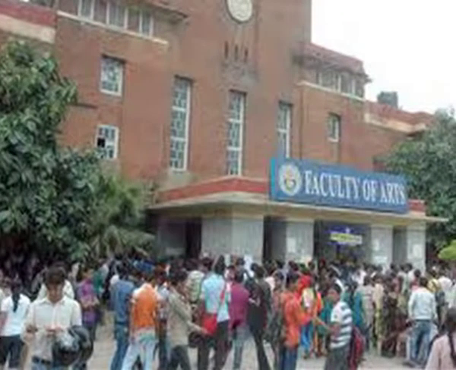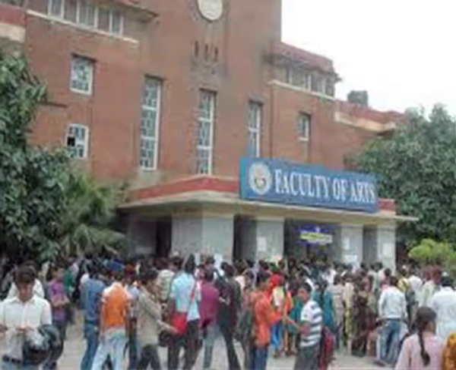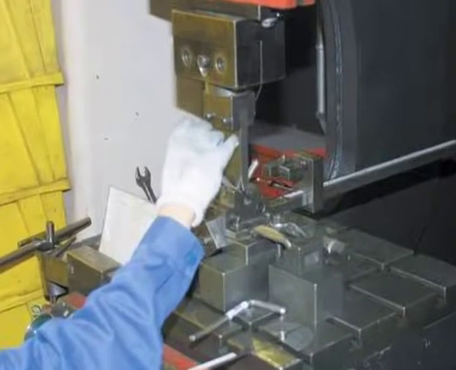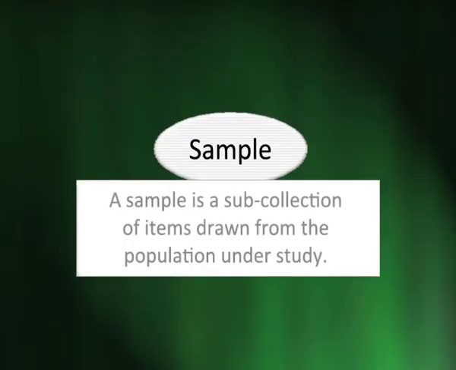For example, the total number of students admitted in a university constitutes a population for an educational survey. The number of plants in a field constitutes a population for agricultural surveys, and the number of bolts manufactured by a factory in a particular week of study also constitutes a population, whereas a sample is a sub-collection of items drawn from the population under study.